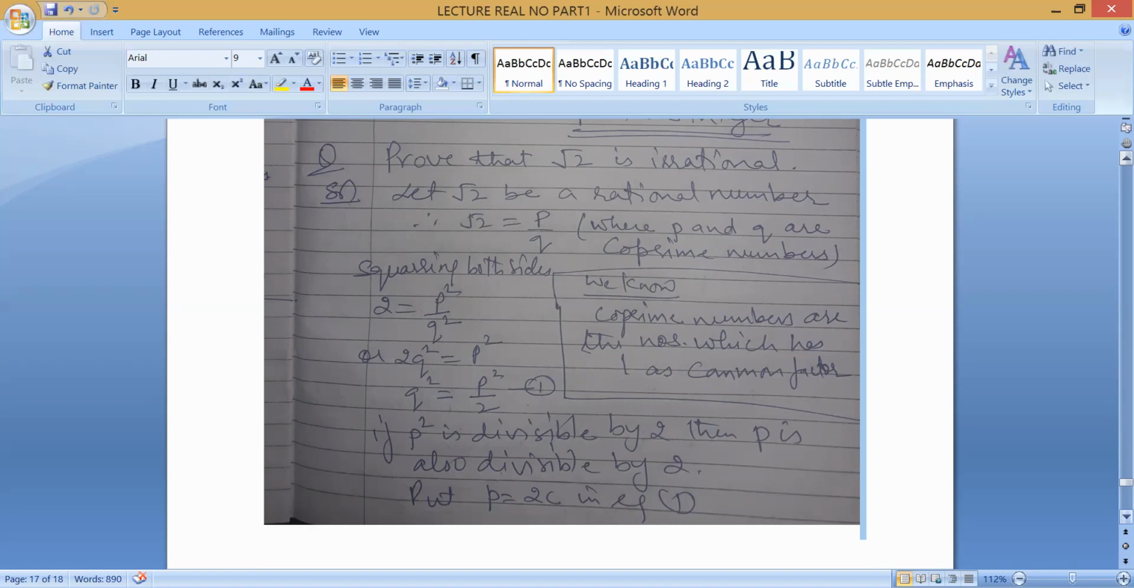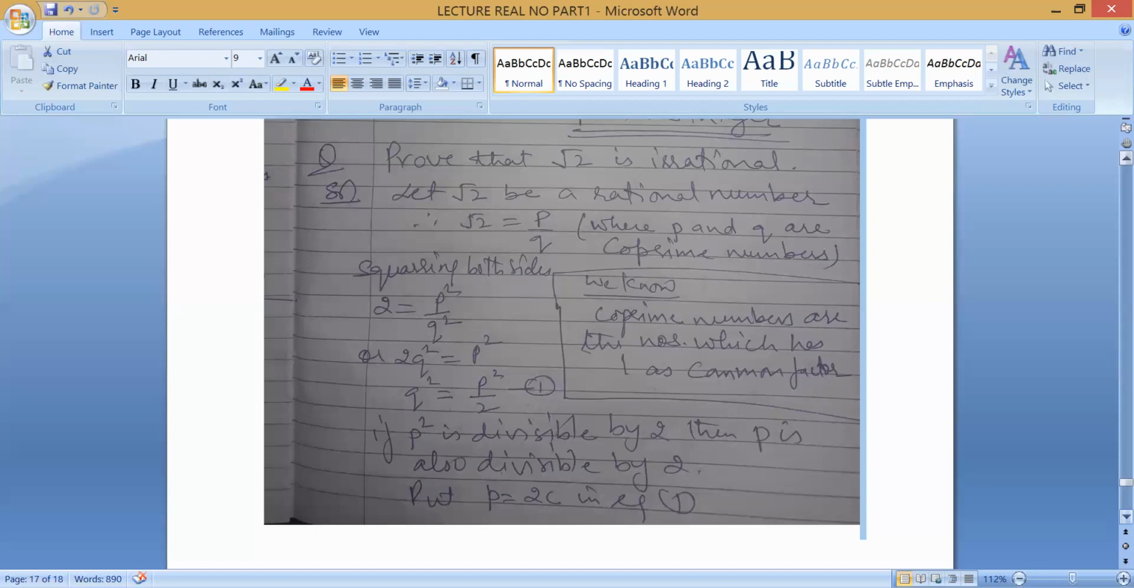Sometimes the question is to prove that root 2 is irrational. Sometimes they say prove that root 3 is irrational, prove that root 5 is irrational, prove that root 7 is irrational. The method of doing this question is the same, but where we have written root 2, you will write root 3. So learn and practice the method the way I have explained.